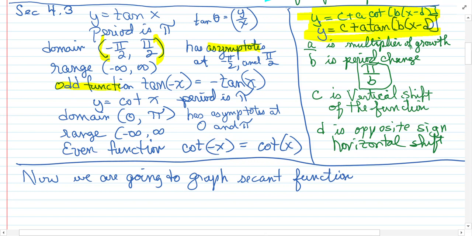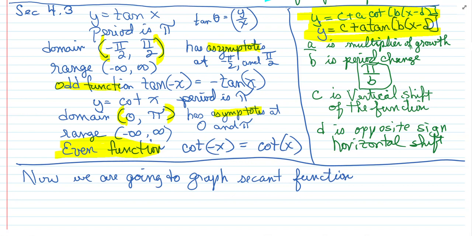Now we come to y equals cotangent of x. The period again is pi, just as the tangent. But the domain, and again we're talking parentheses because we have asymptotes at 0 and pi, so it is 0 to pi. The range is -infinity to infinity. And it's an even function, because x is in the numerator. And we're talking about quadrants 1 and 2 when we graph it from 0 to pi.